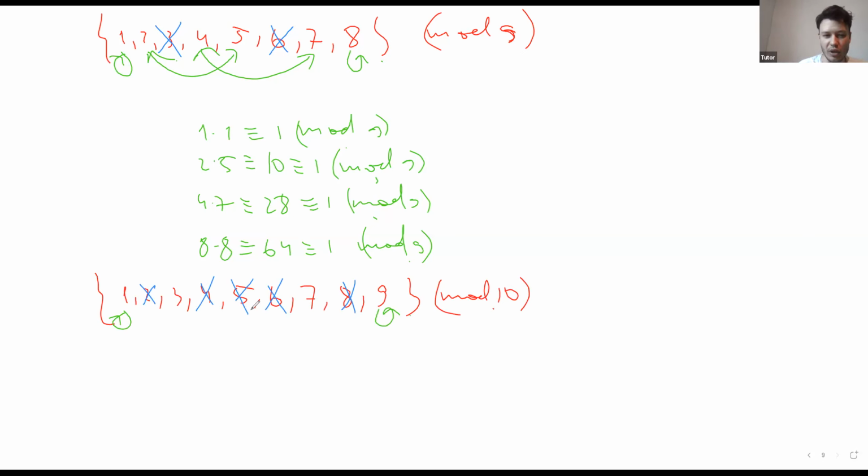So I guess the only thing that we're left with is going to be 3 and 7. 3 times 7 is 21, so it gives you 1 mod 10, right? So these two go in pairs. Okay, let's look at some other numbers.